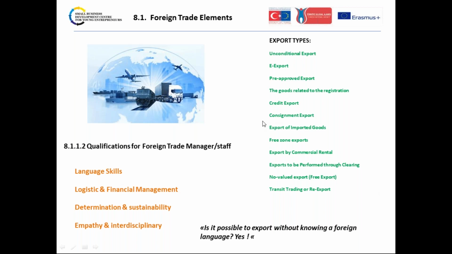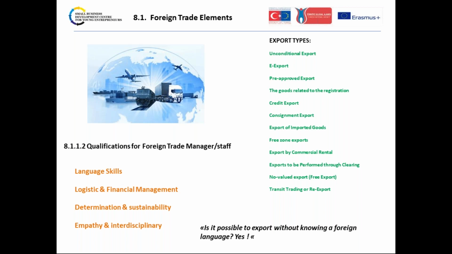Let's look at what types of exports there are in the world. In our checklist, as far as we recognize, there are 12 kinds of export definitions. I just want to shortly tell you these export styles. First is unconditional export. Second is electronic export.